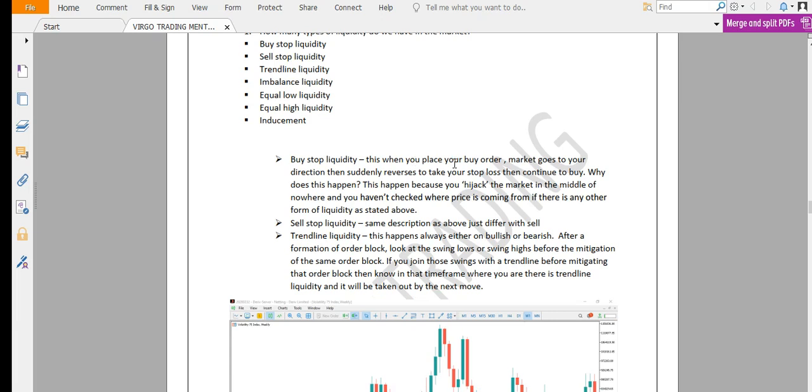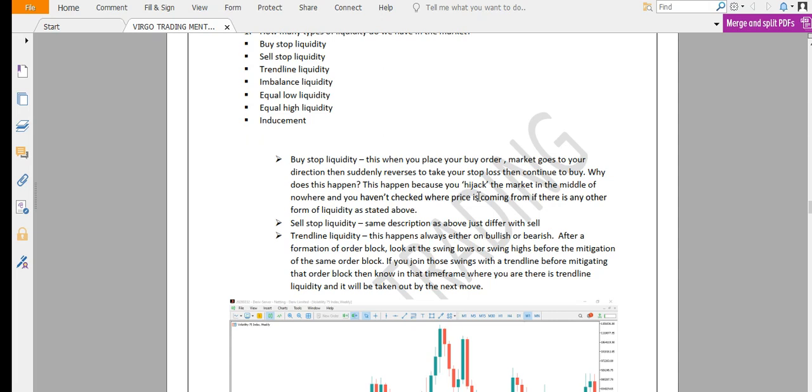Buy stop liquidity, this is when you place your buy order, the market goes in your direction, then suddenly reverses to take your stop loss, then continues to buy. Why does this happen? This happens because you hijack the market in the middle of nowhere and you haven't checked where price is coming from, if there's any other form of liquidity as stated above.